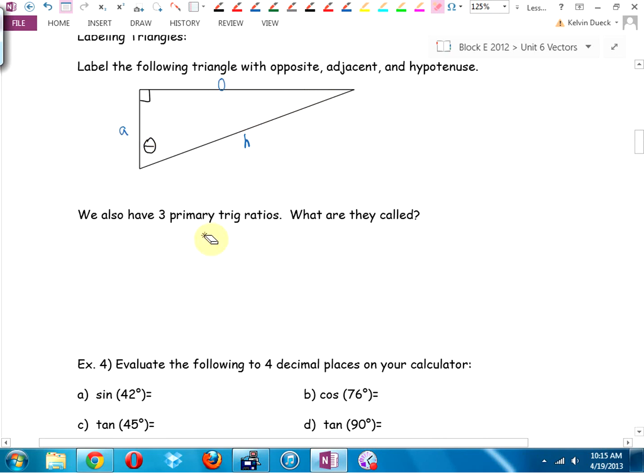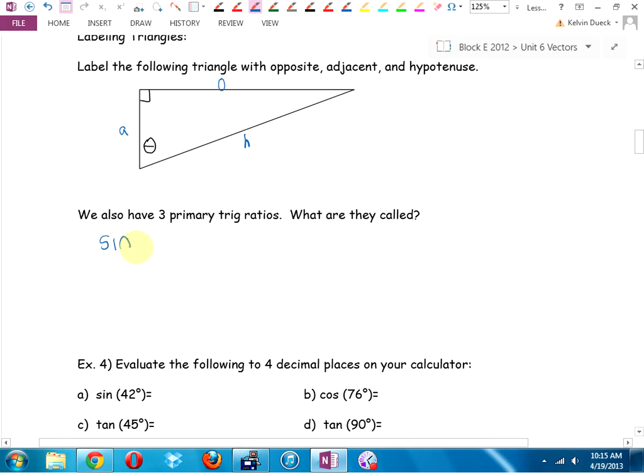We also have 3 primary trig ratios. What are they called? That's the acronym. What's the first one called? Sin is when you swear in my class or forget your calculator. That's a sin. That's not the trig ratio. Sine is the first one. It's written S-I-N, but it's pronounced sine. It's a sin when you say sin instead of sine.